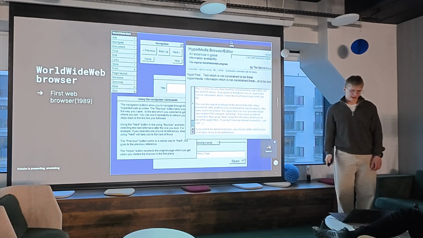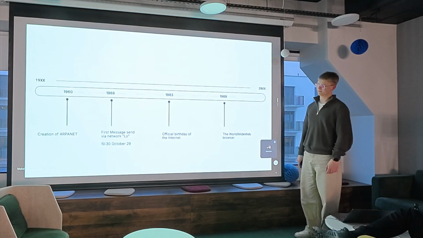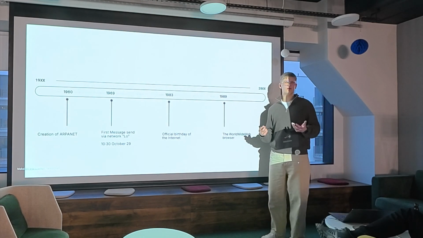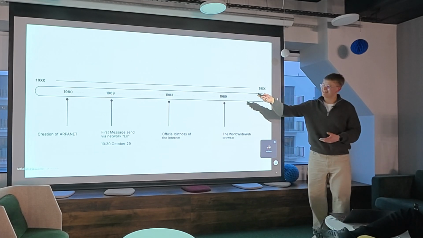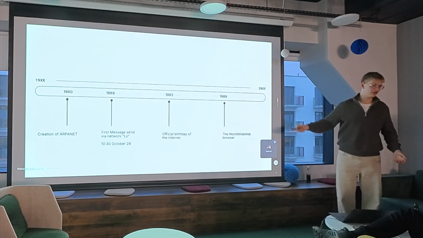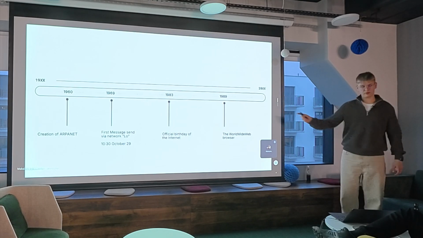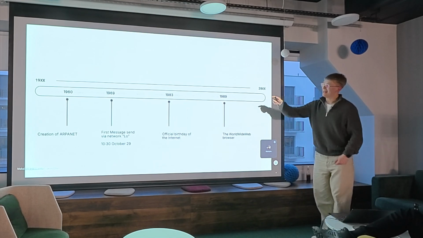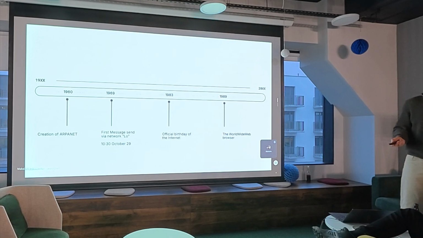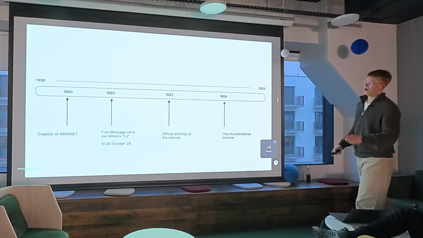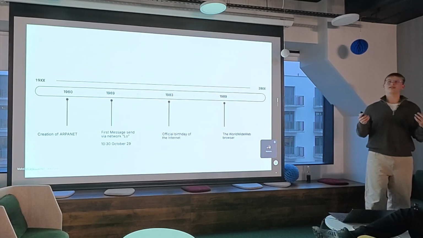But wait a second. Before the first browser came out, we have an official birthday of the internet. The internet as we call it now was created in 1983, so six or seven years before the first browser. But before that, in 1969, the first message was already sent through a network called ARPANET. ARPANET is like the first instance of something we call the internet.